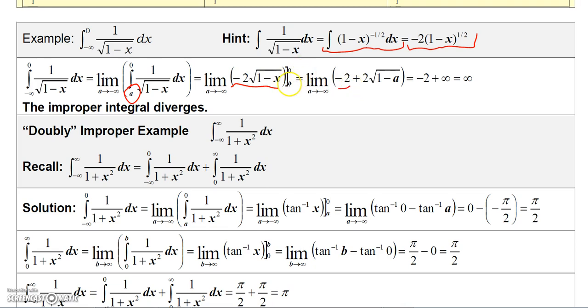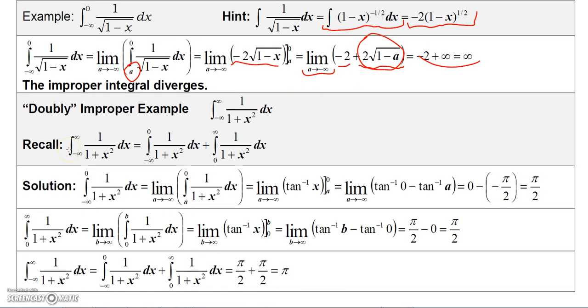And if you evaluate this at a, you get minus 2 times the square root of 1 minus a, so that would be plus 2 times the square root of 1 minus a. Now I take the limit of that as a goes to negative infinity. As a goes to negative infinity, this term is going to go to infinity, and so I'm going to get minus 2 plus infinity, which is infinity.